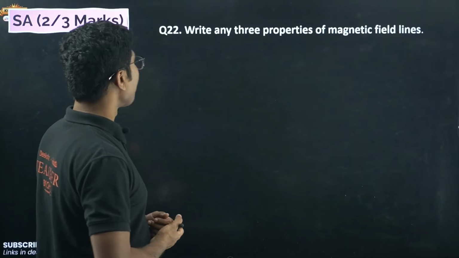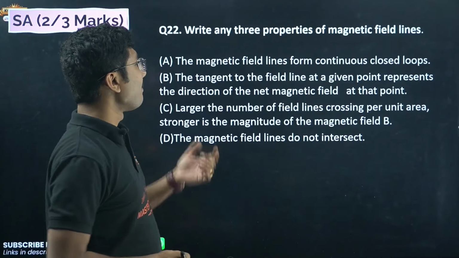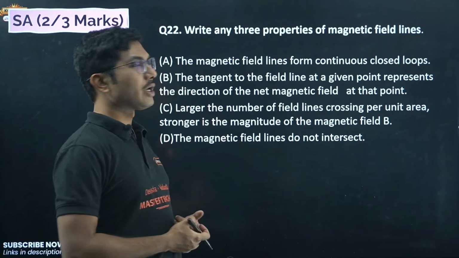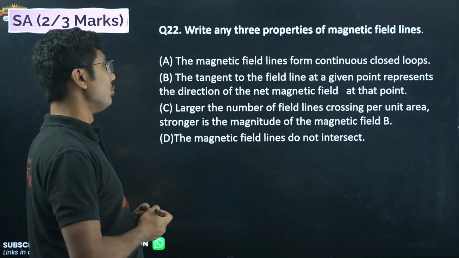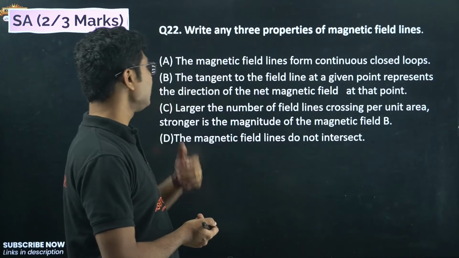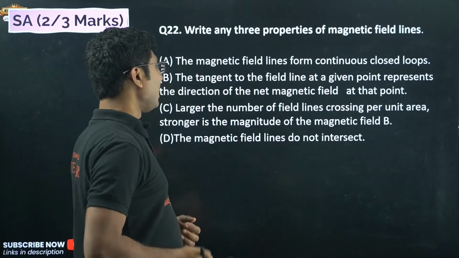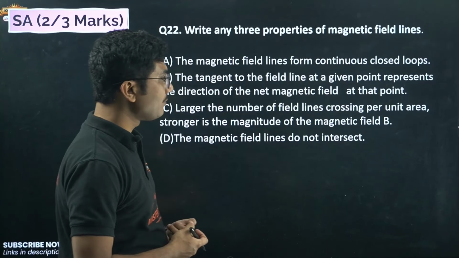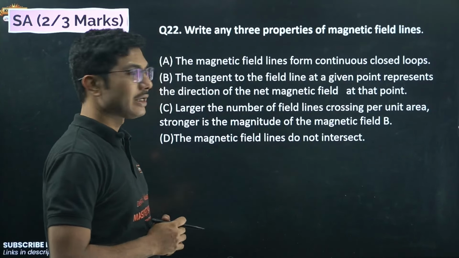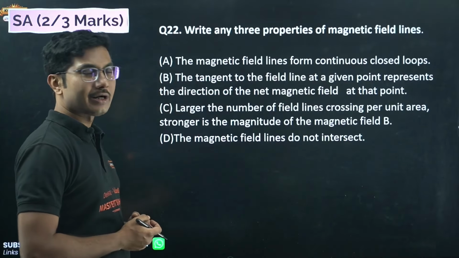Write any 3 properties of magnetic field lines. This is also a very, very important question. Magnetic field lines form continuous closed loops. The tangent to the field at a given point represents the direction of the net magnetic field at that point. The larger the number of field lines crossing per unit area, the stronger is the magnetic field B. The magnetic field lines do not intersect each other.